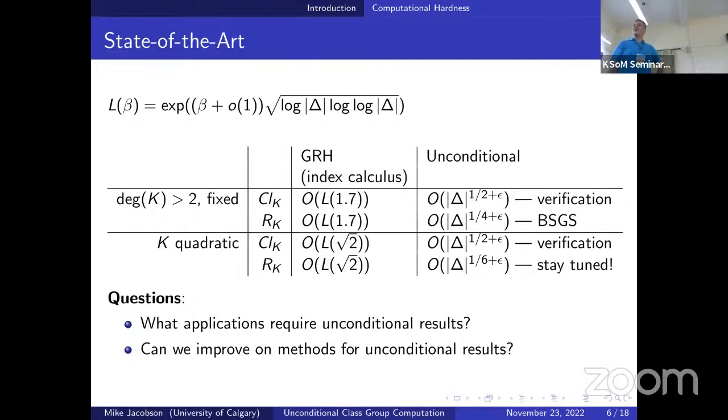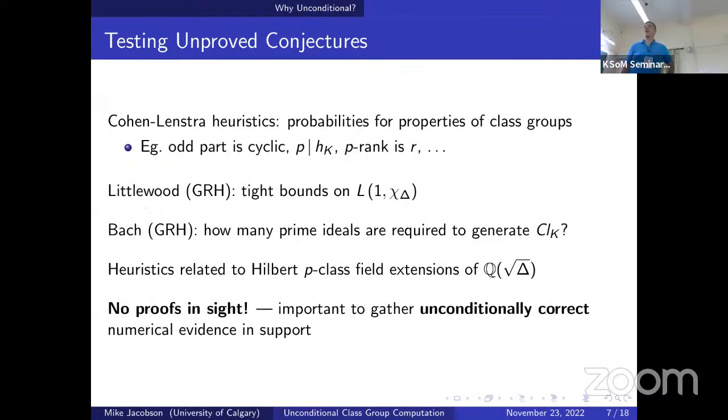So yeah, that's kind of the state of the art. So now again, why do we care about unconditional things? Well, my favorite application from when I was a young bachelor student was generating numerical evidence in support of things that we can't prove. And we've seen already in the last couple of days various examples of this.